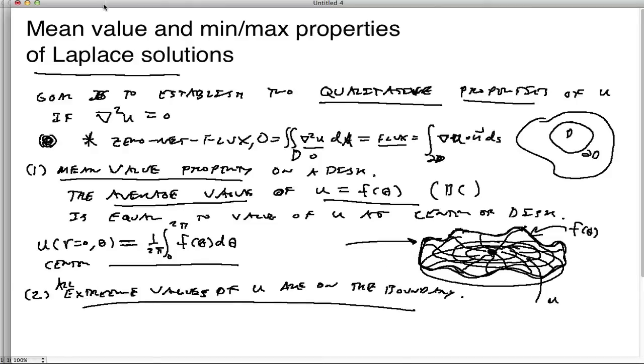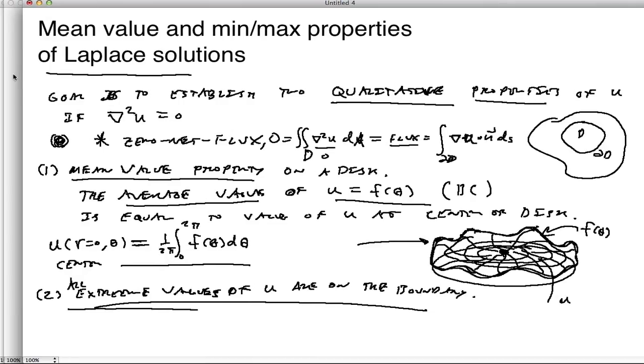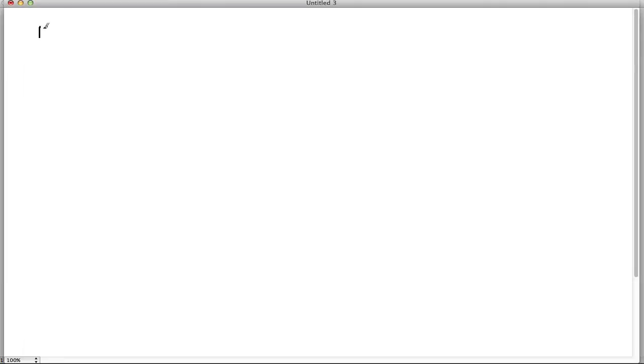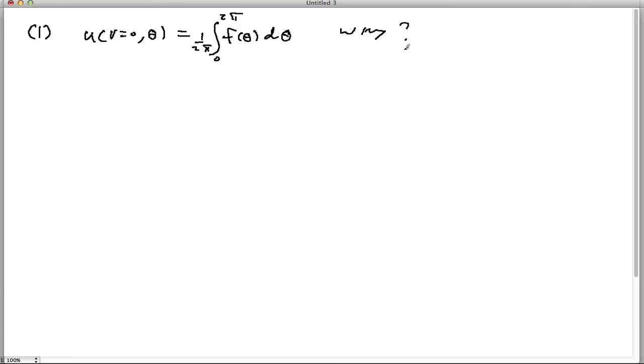Okay, so we'll expand on number 2 in a second, but let's just write down this idea: u at r equal to 0 is equal to 1 over 2 pi, the average value of the outer edge, integral from 0 to 2 pi of f of theta, d theta. So the question is why? And the proof is pretty simple in that we already have the solution.